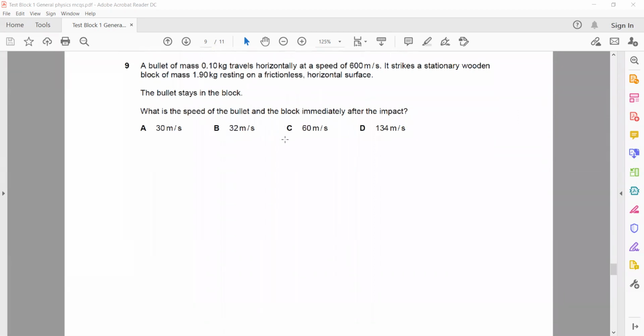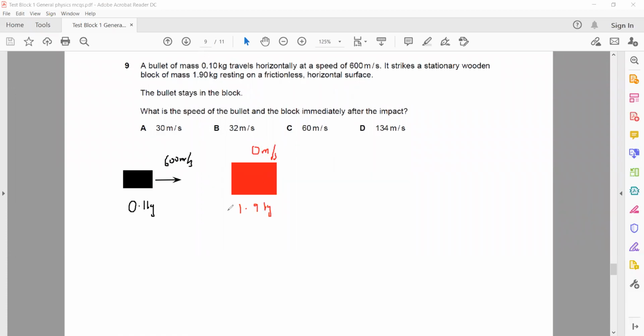Then a bullet of mass 0.1 kg travels at a speed of 600 meters per second. So there's a bullet, the mass of this bullet is 0.1 kg, and it is moving with a speed of 600 meters per second. Then it hits the block, which was stationary. The mass of the block is 1.9 kilograms, and the block was stationary, at rest.